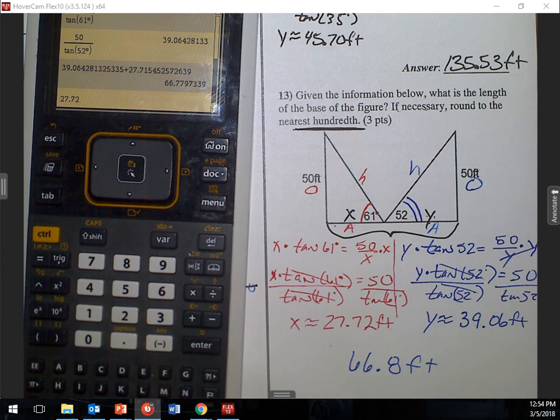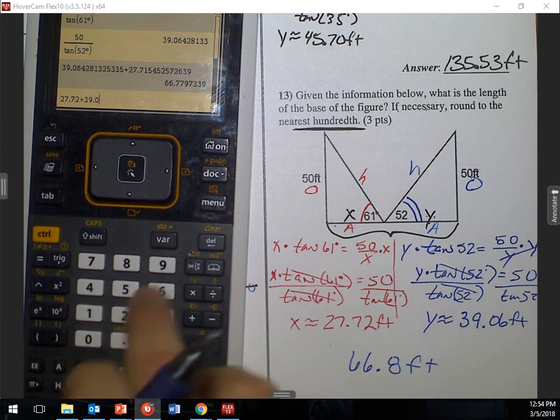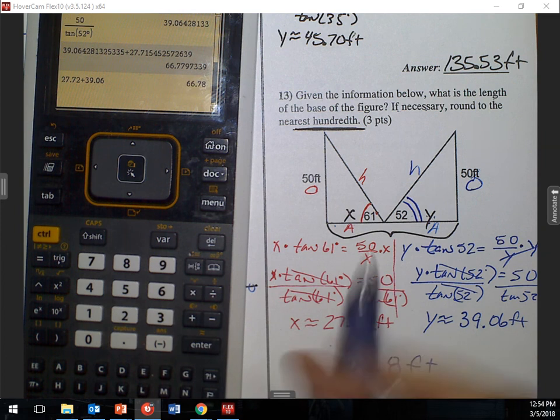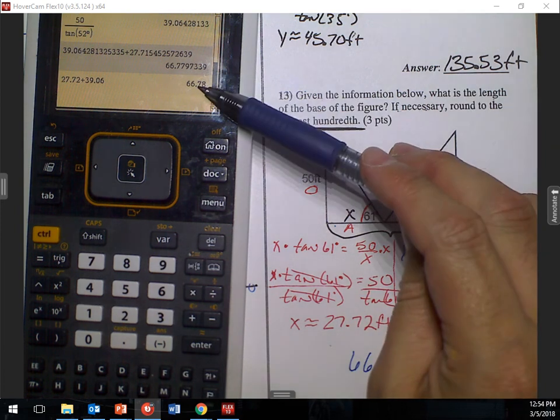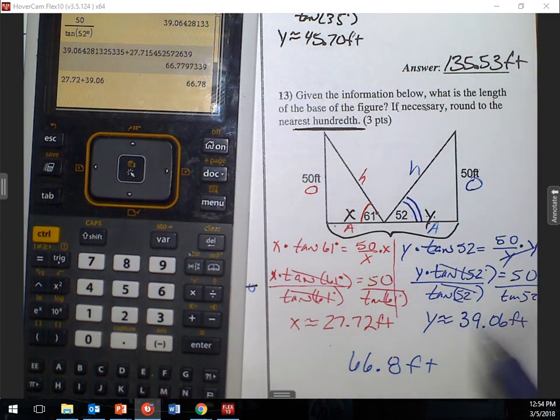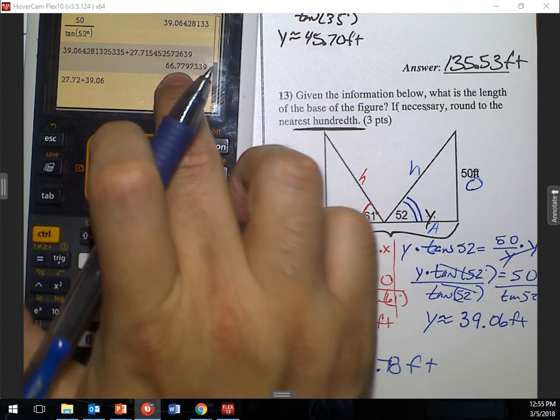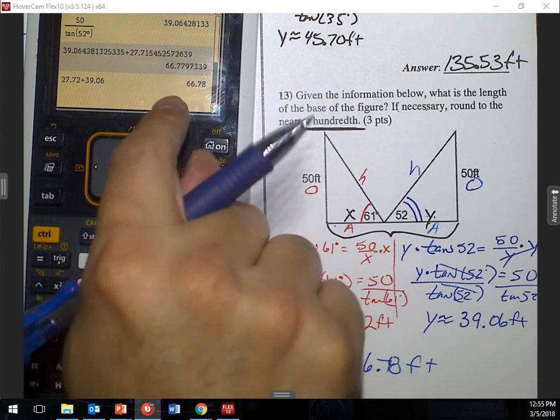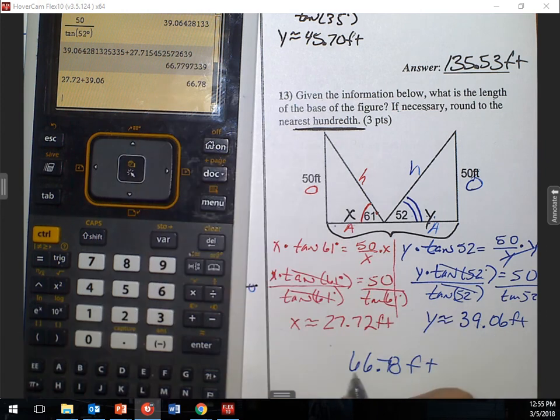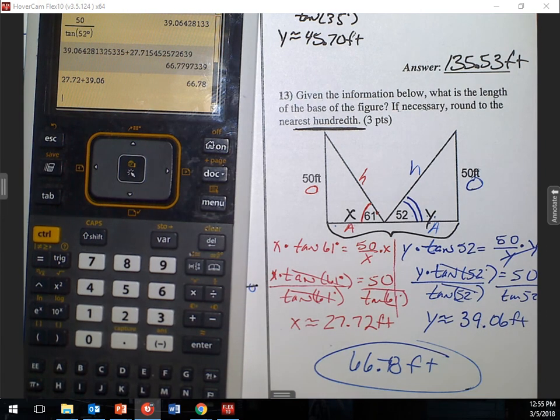If I just did these where I already rounded, so 27.72 plus 39.06, and it gives me 66.78. What did I do wrong? No, it's 7.8 here. Yes, 7.8, and the other one would also be 66.78. So they both come out to be the same answer.